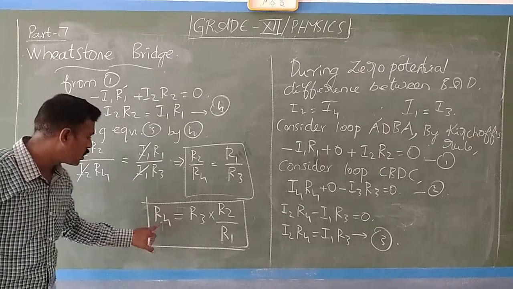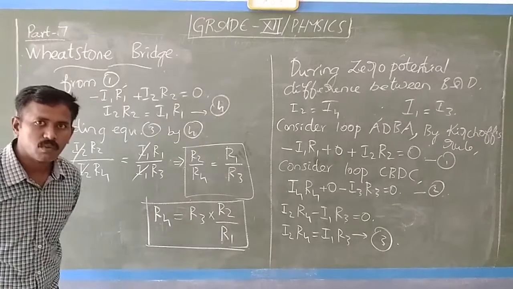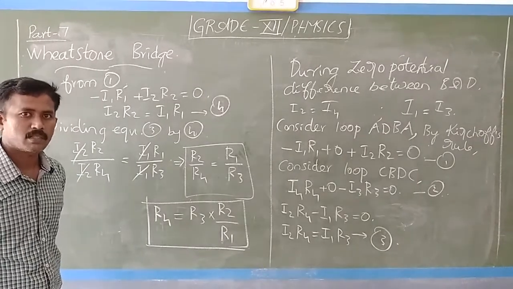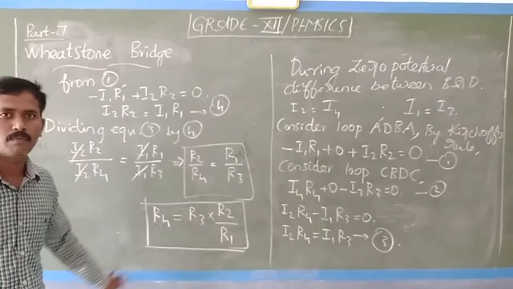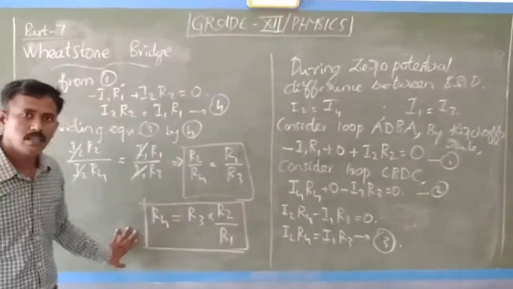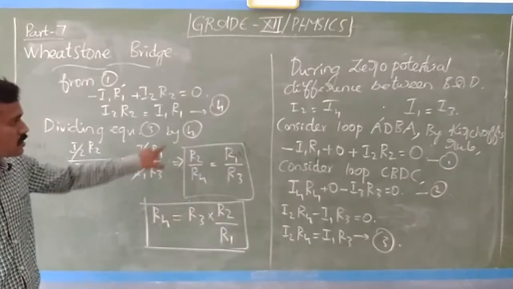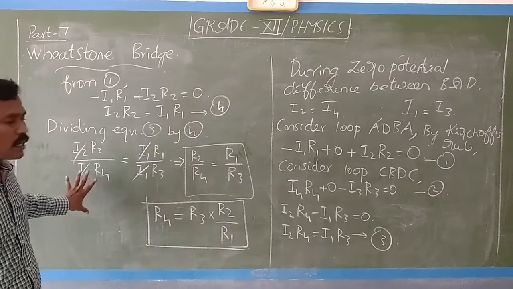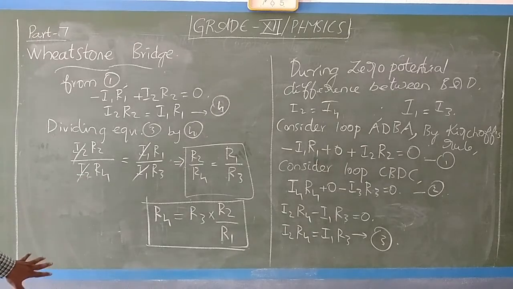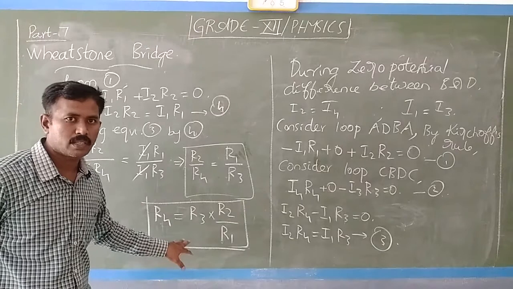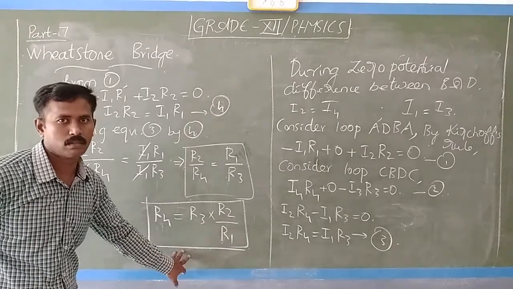Clear? So this is the unknown value. Using this Wheatstone's bridge experiment, you can find the value of R4 by using this formula. So it's a simple experiment. Clear? And using this Kirchhoff's rule, it's very important and very simple also to understand. It is just a simple formula, R3 times R2 by R1.